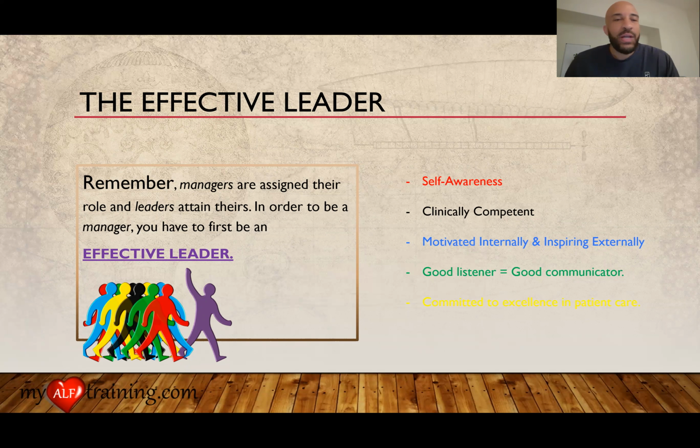And here, this is just an exercise I did, to the right here. I was at the end of this presentation when I made it, and I asked myself, what is an effective leader to me? What leadership qualities do I think are most important? And these are some of the terms that came to my mind. Someone who's self-aware, someone who's clinically competent, someone who's motivated internally and inspires people externally. Someone who's a good listener, and because they're a good listener, they're a good communicator, and someone who is committed to excellence in patient care.